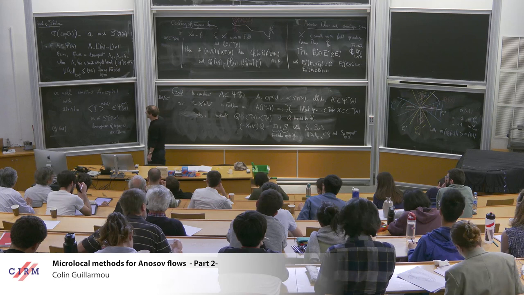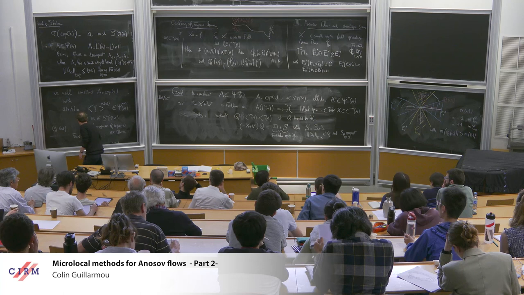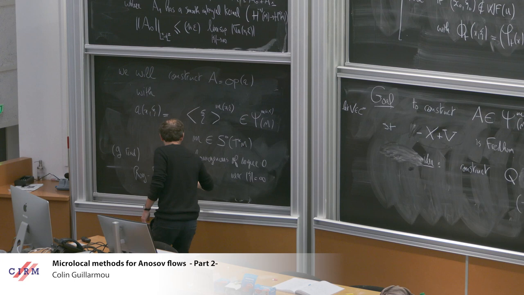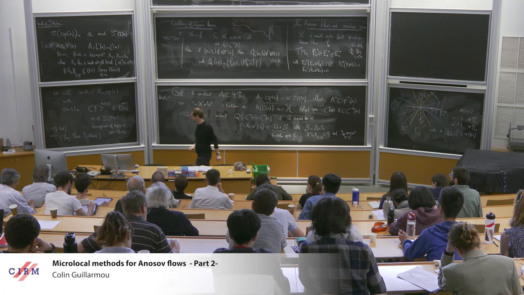So I should say that all this construction in this picture was done in some work of Faure and Sjöstrand, and also Roy in the first paper. And it's a good reference if you want to look at it. I will just tomorrow explain the proof of why it's Fredholm and how we construct it. Maybe simplify a little bit certain aspects of this, but it's contained there.